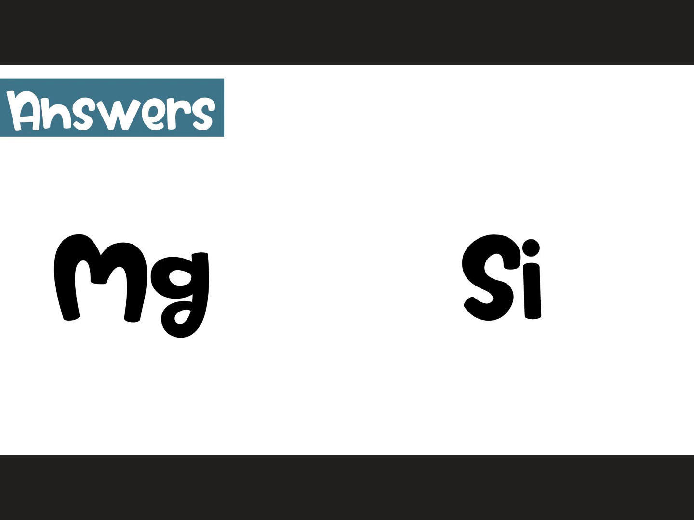Let's go ahead and try the show what you know questions for Lewis dot diagrams. We are going to draw the Lewis dot diagram for each of the following elements. First up is magnesium, or Mg. Let's go ahead and draw a box around it.